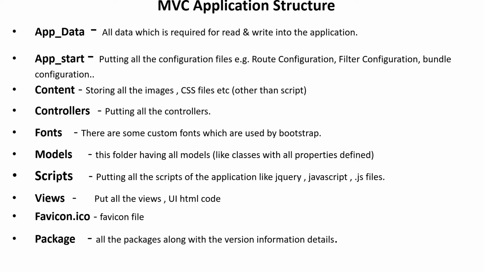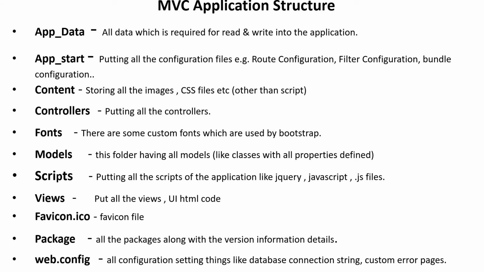I'll just show you all these folders in a few minutes. Now the last one is the web.config file. Web.config is the main file where we do all the configuration settings, right? All the configuration related things we put in the web.config file. For example, we put the database connection string, or when we want to set a custom error page for that particular application, we put this configuration in the web.config file.